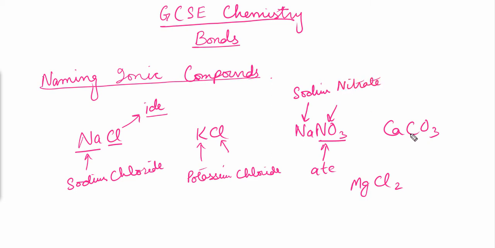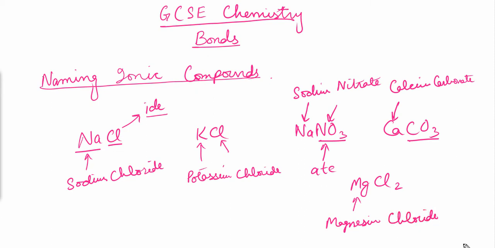Alright, similarly this one, it is calcium as it is. This polyatomic ion has the name carbonate, ATE, so it will become calcium carbonate. Similarly, this one is magnesium, and it has chlorine as the other atom, so it will become chloride.